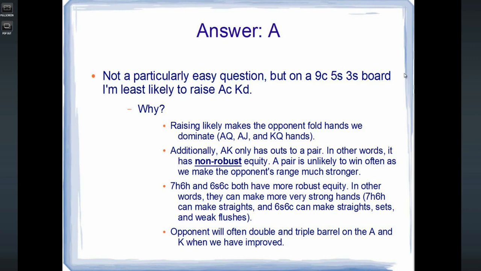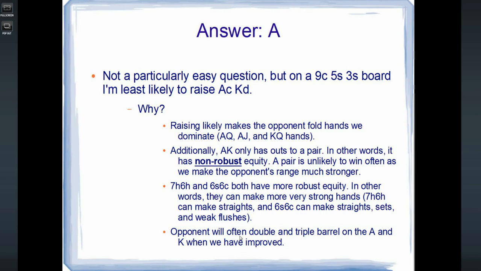And then the last reason, which I think is a pretty big one, is the opponent will often double and triple barrel on the ace and the king when we have improved. Those are the scare cards people like to keep firing on, and so when we turn an ace or a king and we call with ace-king, we can just call down very comfortably, and our opponent is likely to be bluffing or even value betting the worst hand.